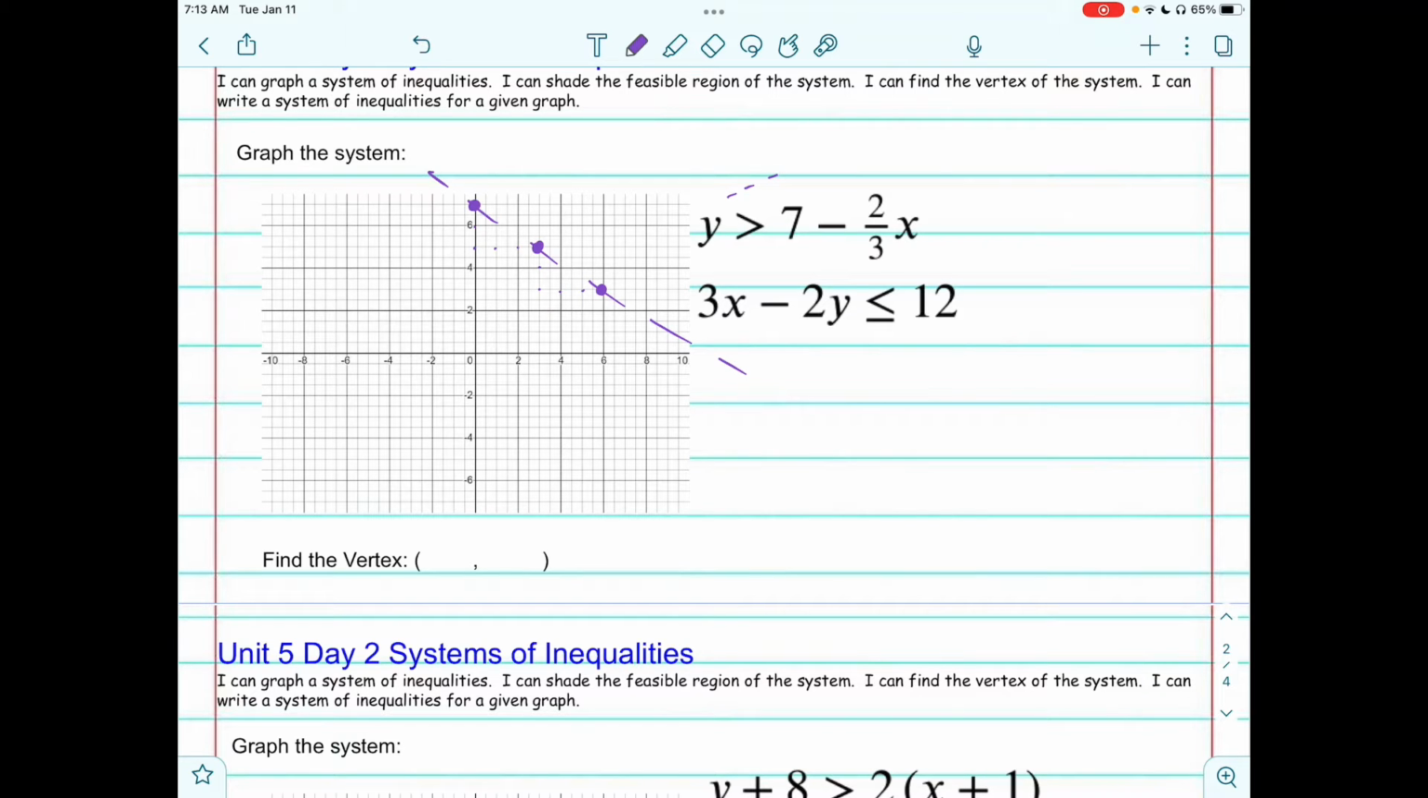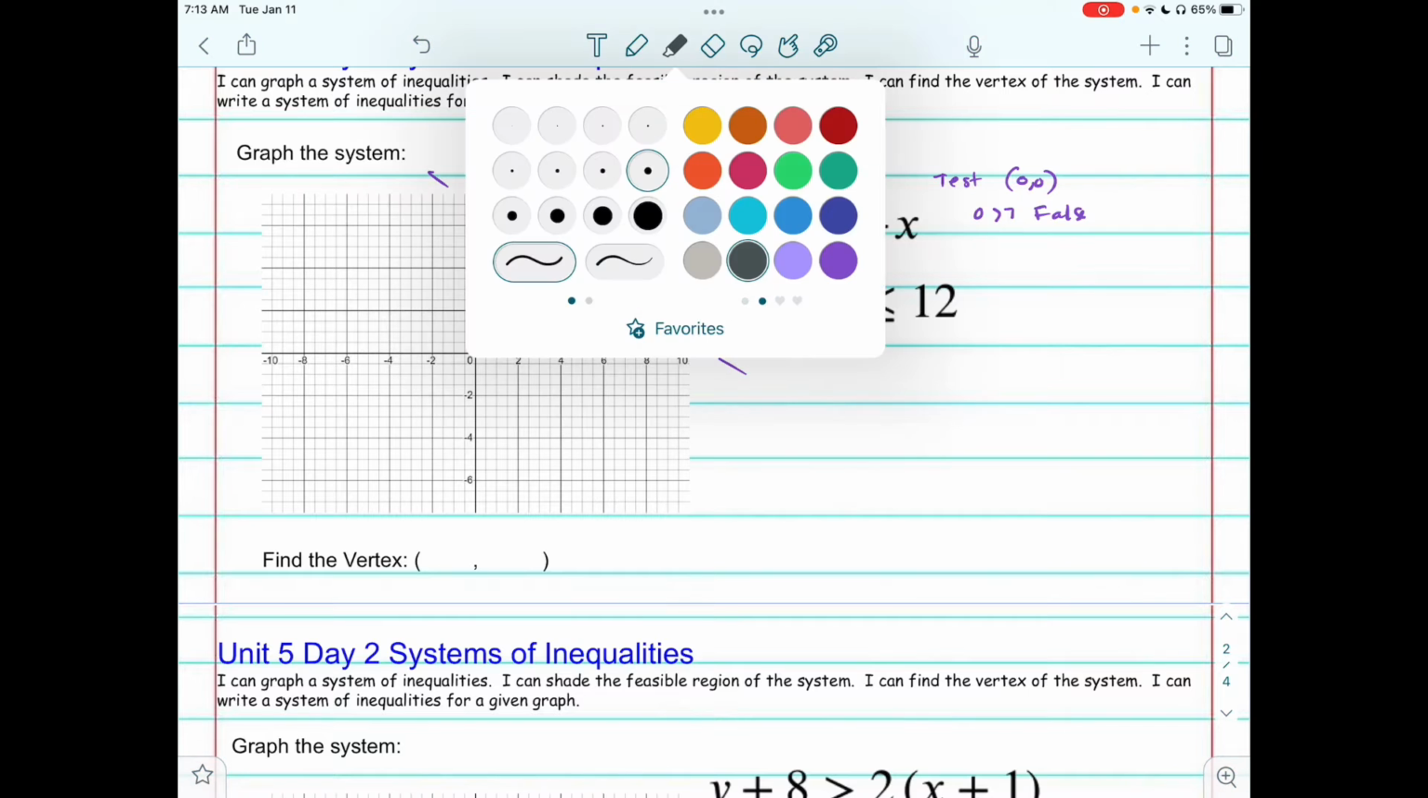Okay. Then I'm going to test 0, 0. And then I'd have 0 greater than 7, and that's false. Okay, so I would shade above. Oh, I want to use purple here.